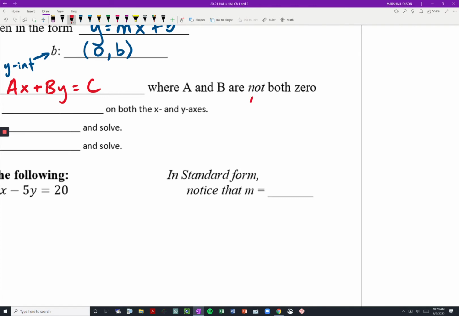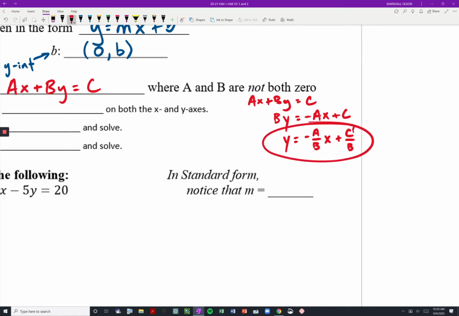The first thing we're going to do, I guess I'll just write the whole thing over again here, is subtract that Ax over. So we have By equals, I'm going to put that Ax in front, minus Ax plus C. And then we're going to divide by B. To do that, I'm going to divide each term by B, or multiply each term by 1 over B. So I really only need to do that to the coefficient in this first one. I don't need to do it to x. So it's going to be negative A over B as our coefficient, x plus C over B. What we have here now is slope-intercept form.